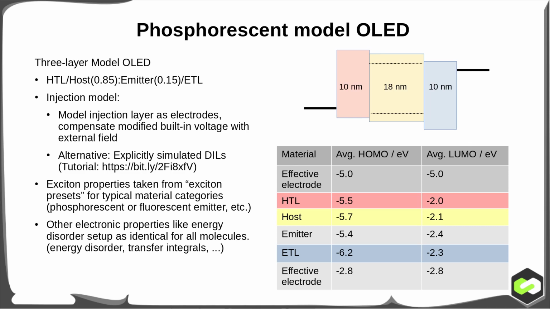The excitonic properties of the different materials that we will define for the simulation are taken from so-called Exciton presets, which are collections of typical excitonic properties for a given type of molecules. For example, there is an Exciton preset for phosphorescent emitters, which will have a radiative lifetime of about a microsecond, a singlet triplet gap of 0.3 electron volt, and so on.